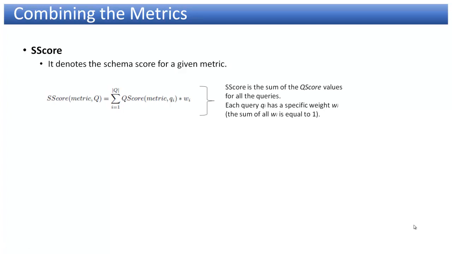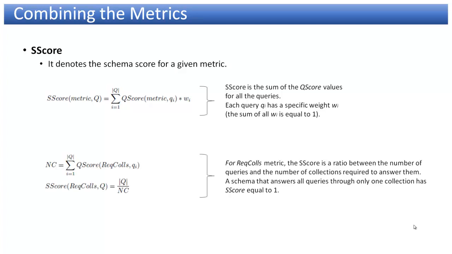S score is the sum of the Q score values for all the queries. Each query i has a specific weight Wi, where the sum of all Wi is equal to 1, a normalized value. For the recalls metric, the S score is a ratio between the number of queries and the number of collections required to answer them. A schema that answers all queries through only one collection has S score equal to 1. So the S score provides an overview of how well the schema fits the query set.